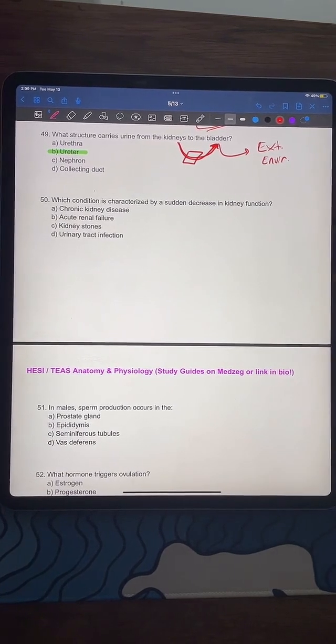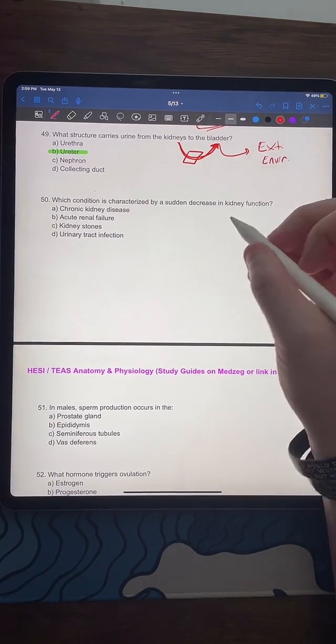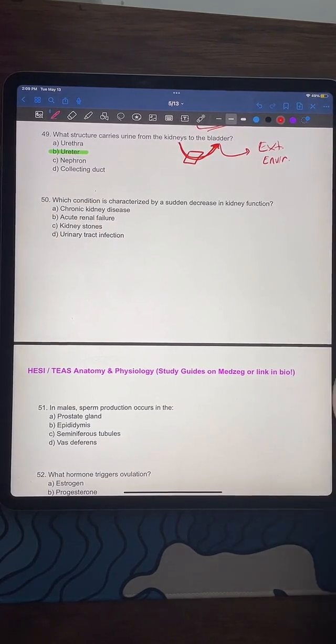Number 50, which condition is characterized by a sudden decrease in kidney function? Keyword sudden. Pay attention to the wording.